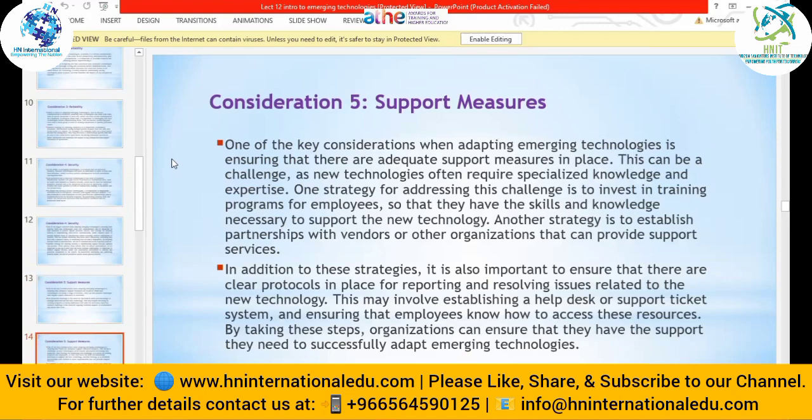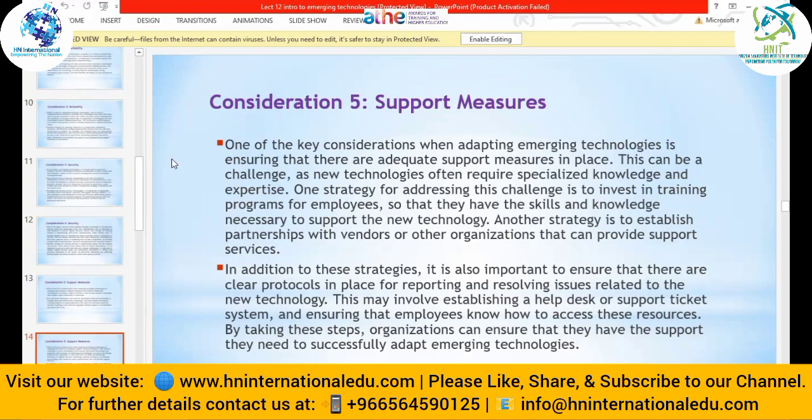One of the key considerations when adopting emerging technologies is ensuring that there are adequate support measures in place. This can be a challenge as new technologies often require specialized knowledge and expertise. One strategy for addressing this challenge is to invest in training programs for employees so that they have the skills and knowledge necessary to support the new technology. Another strategy is to establish partnerships with vendors or other organizations that can provide support services.